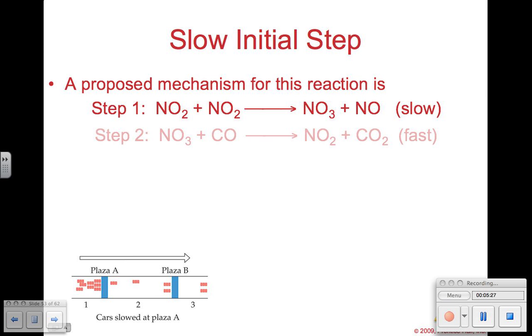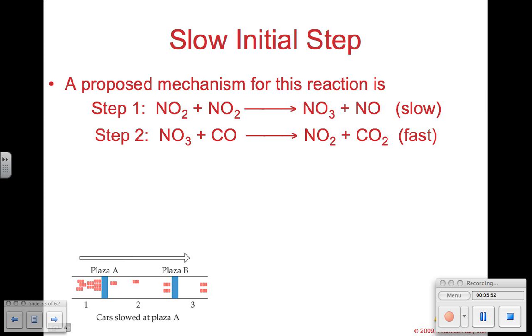So let's think about the steps here. If we go to this next slide, this is one proposed mechanism for how this reaction actually occurs. What happens to start with is you have two NO2 molecules. They come in contact, they have some type of collision, and one of the oxygens attaches to one of the NO2s, and then you have an NO.